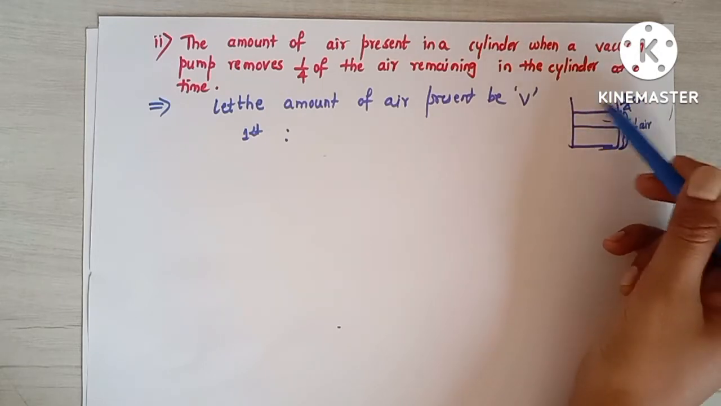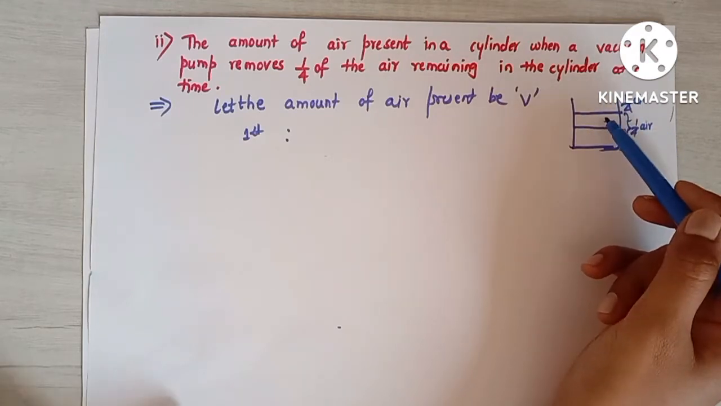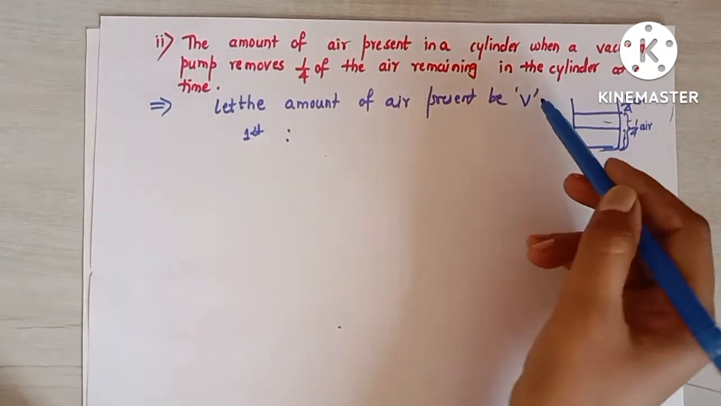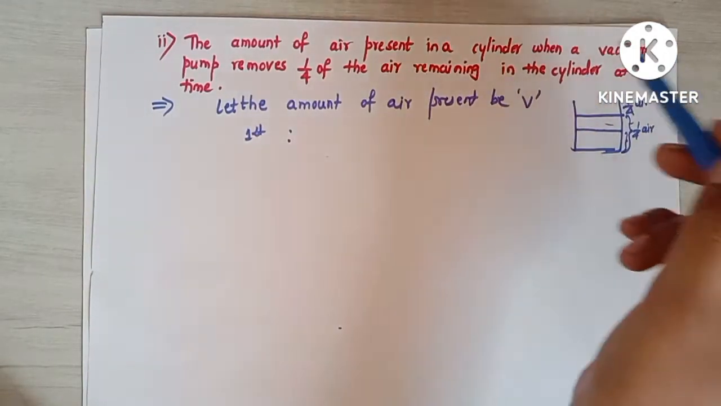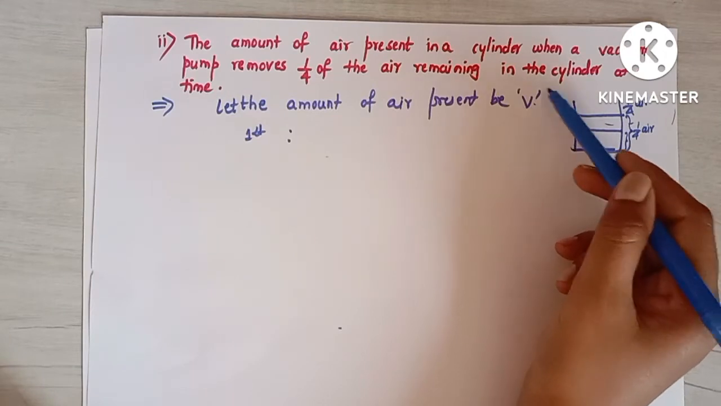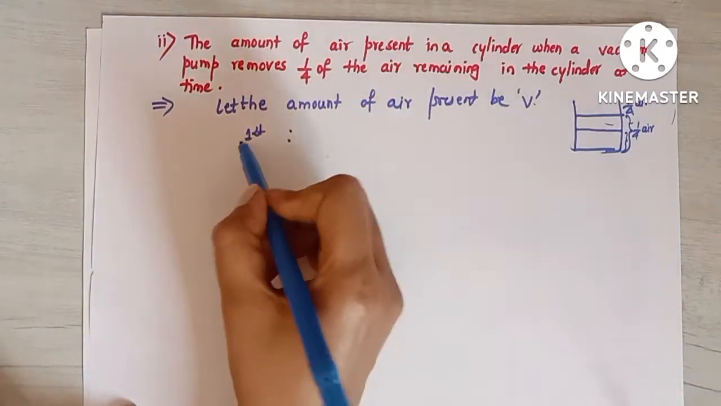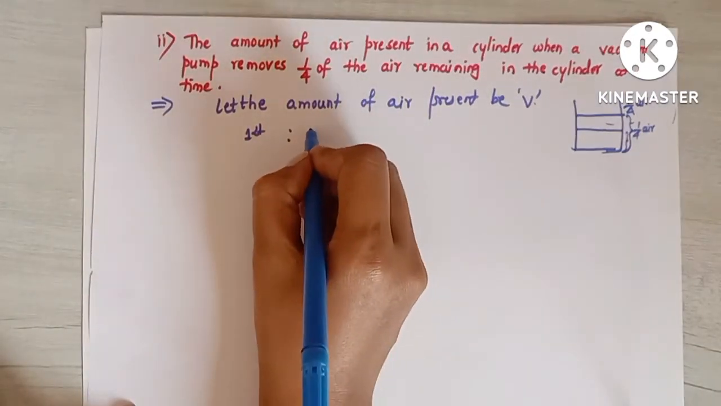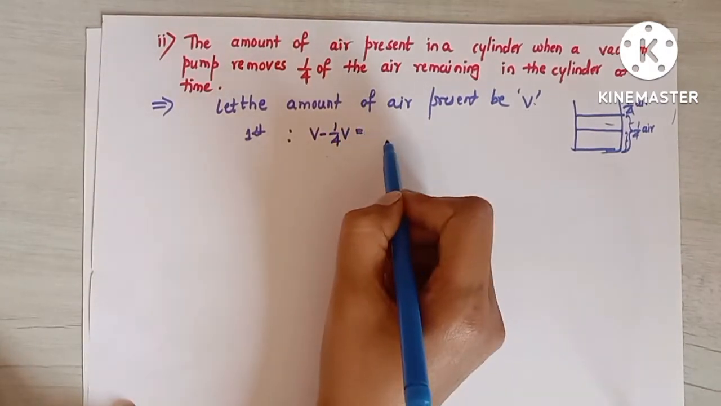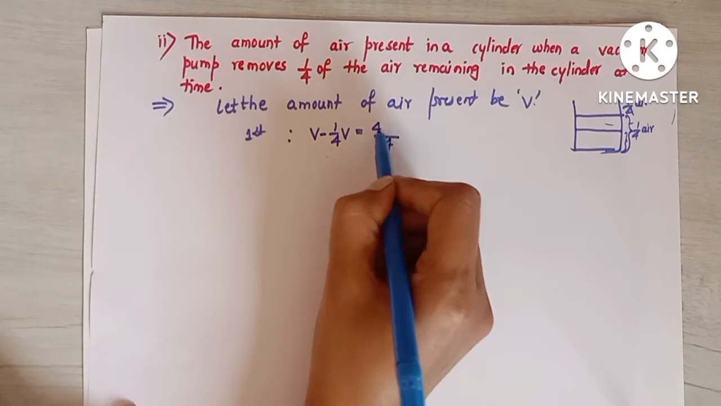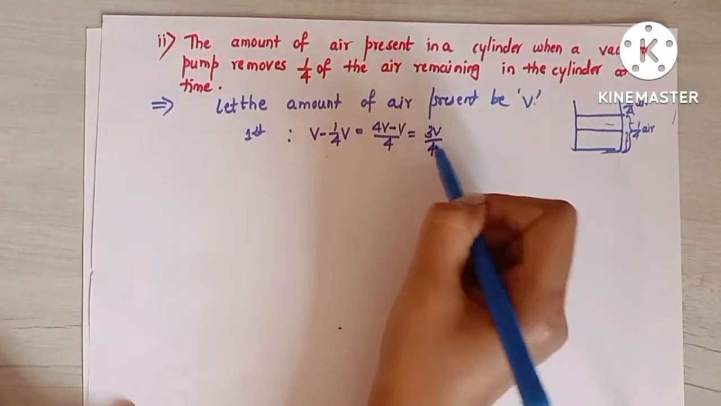air present in this cylinder minus 1/4 of this cylinder, that is, we have taken it as V. From this total V, we have to subtract 1/4 of this V only. After this subtraction only, we will get the remaining air. Therefore, for the first pump, the remaining air will be V minus 1/4 of V, which is equal to, after the LCM, 4V minus V, which is equal to 3V divided by 4.